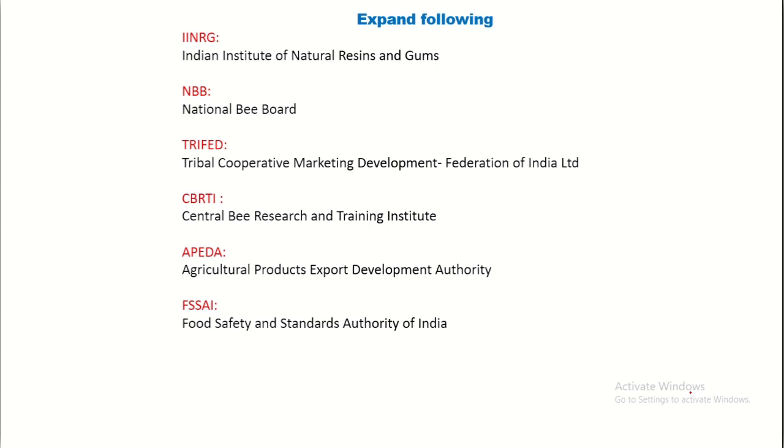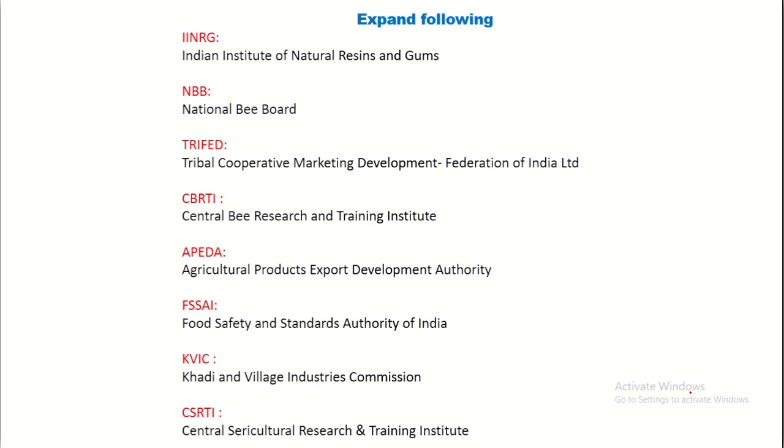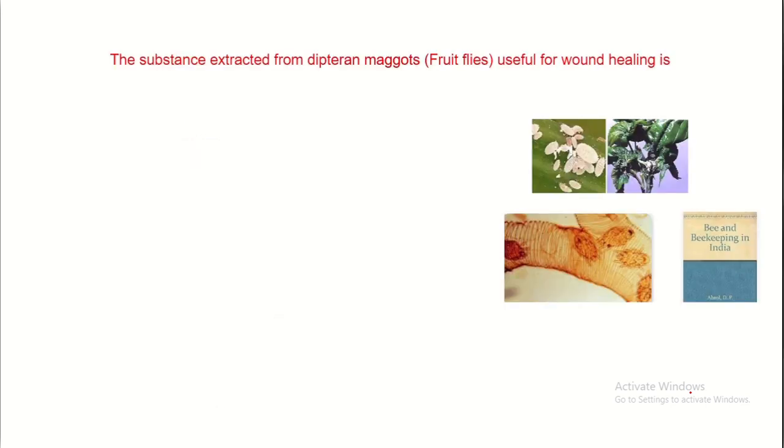FSSAI, Food Safety and Standards Authority of India. KVIC, Khadi and Village Industries Commission. CSRTI, Central Sericulture Research and Training Institute. The substance extracted from dipteran maggots or fruit flies useful for wound healing is allantoin.